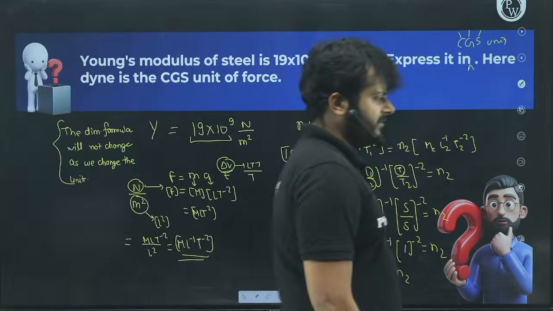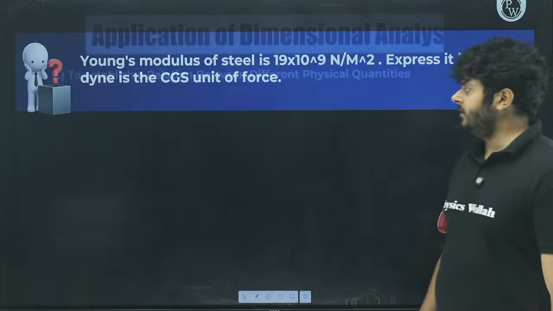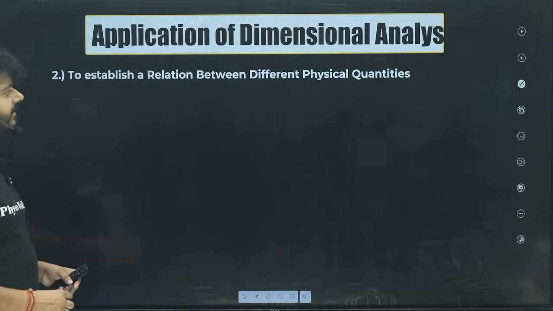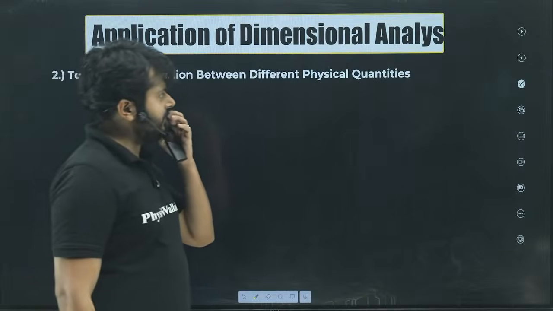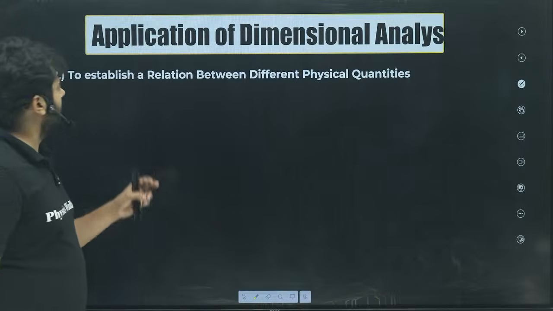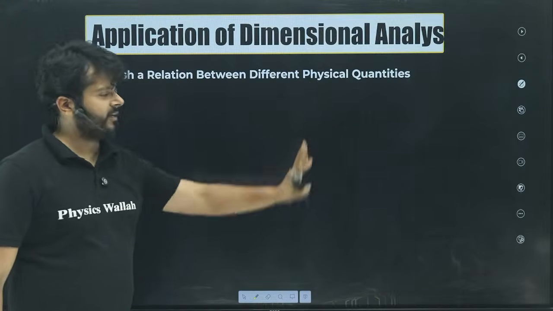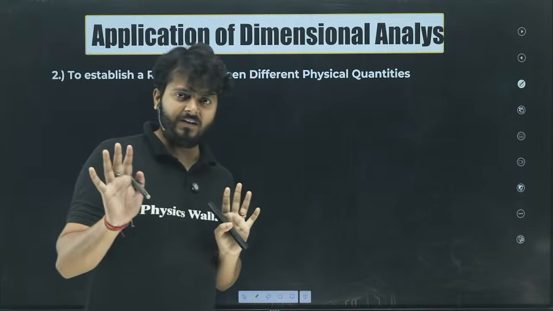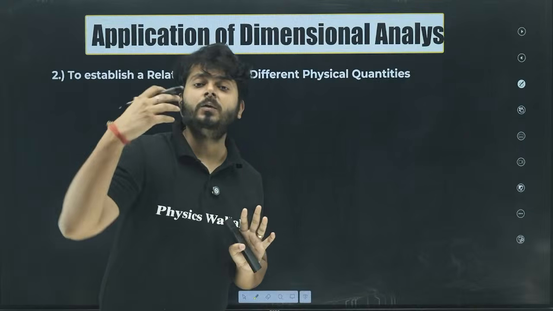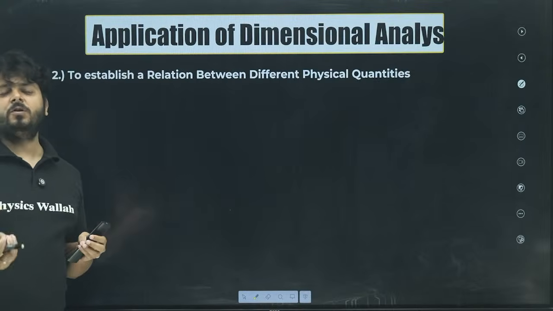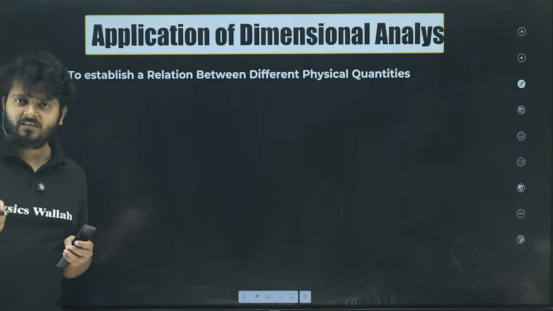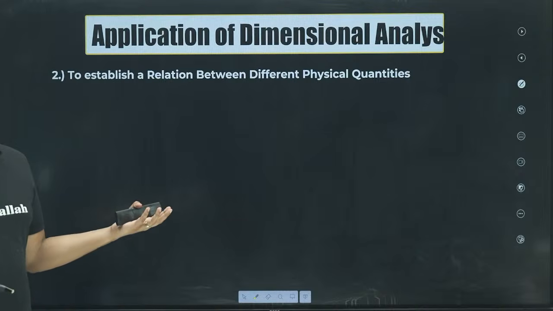So I believe everything is very, very clear till now, right? And if you have any doubts, definitely talk about them. The next thing is applications of dimensional analysis. The first application is very clear: as the dimension of a quantity will not change when you change the units, one application is to find the new numerical value as you change the units, right? That's one application of dimensional analysis.